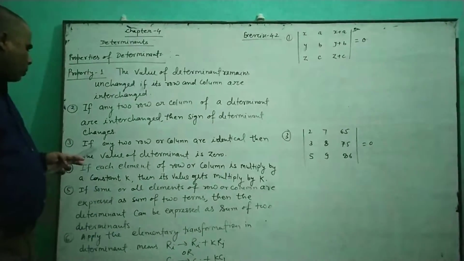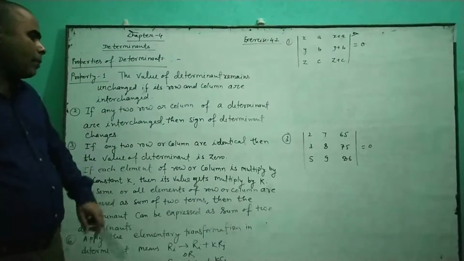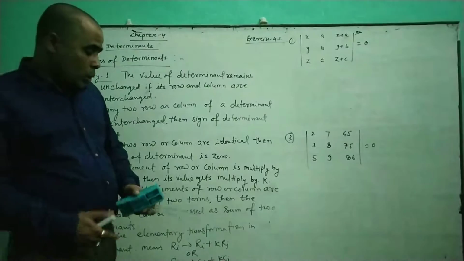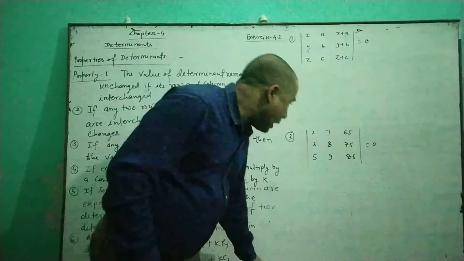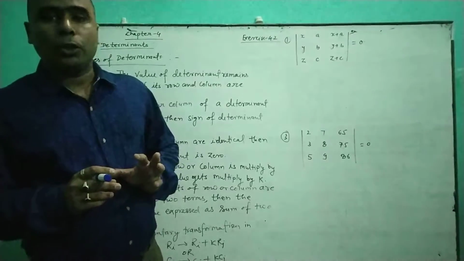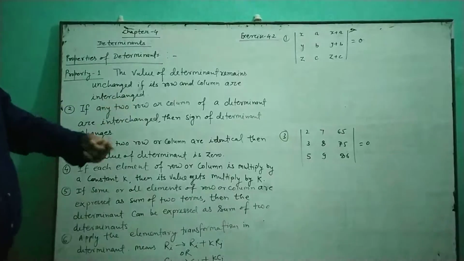Now the third property is: if any two rows or columns are identical, then the value of the determinant is 0. Now we have to see here two rows or columns are identical. I will explain this after that.